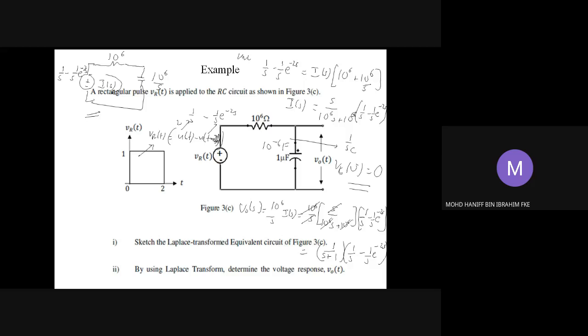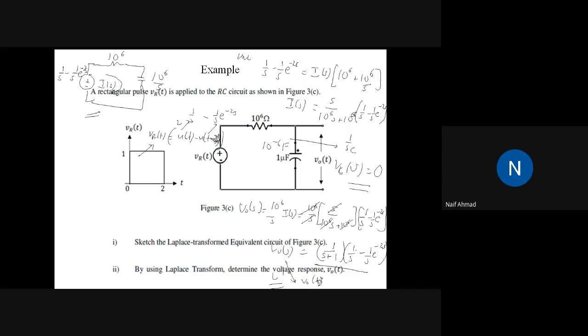Is there any questions so far on these issues? No, yeah? So I think we have done with this. Once you have the V naught(s) here, you can now proceed with finding V naught(t) using the inverse of Laplace transform. Is it okay?